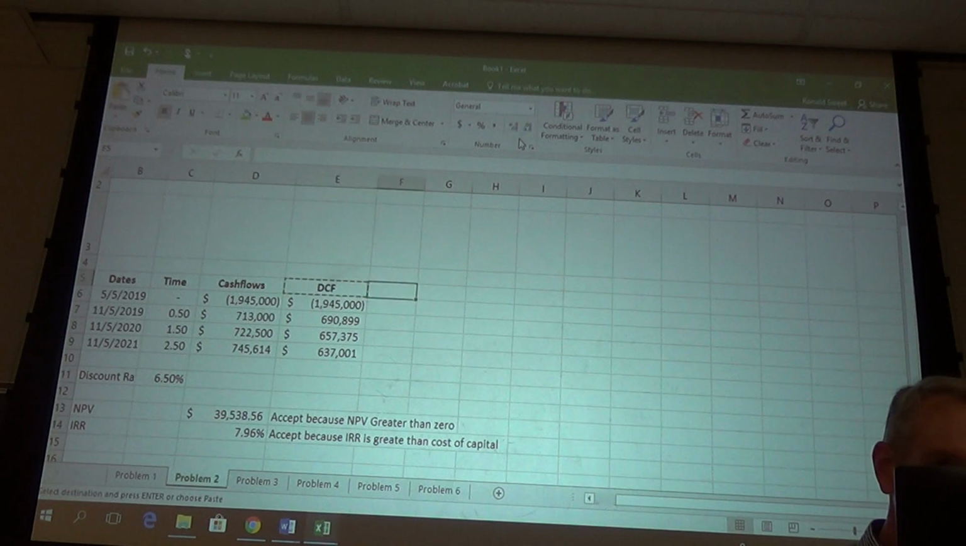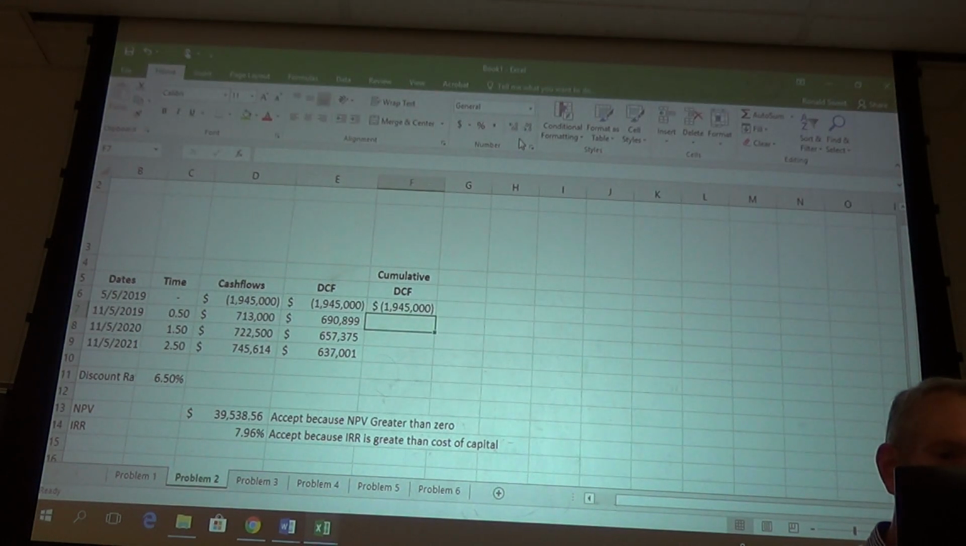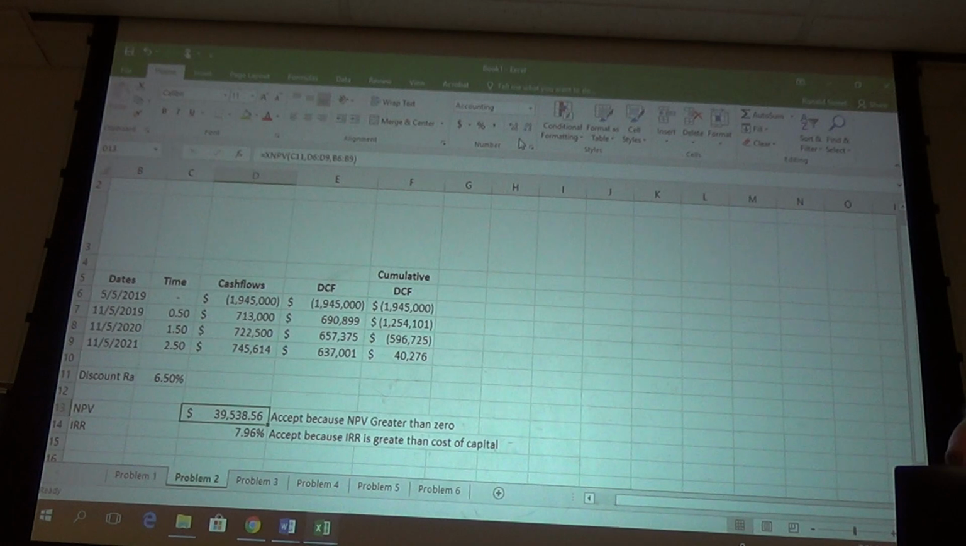All right, then after that, you do the cumulative DCF. So you start off with that negative, and you take that negative and add this year's positive. Take that negative, add this year's positive. Take that negative, add this year's positive. This should be really close to what? Should be really close to your present value. It could be off by a few $100s because of the way we're doing the time, but it should be close.